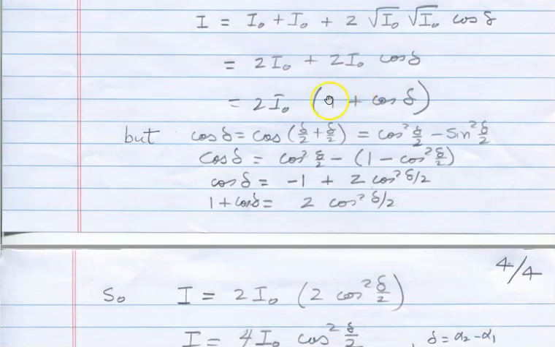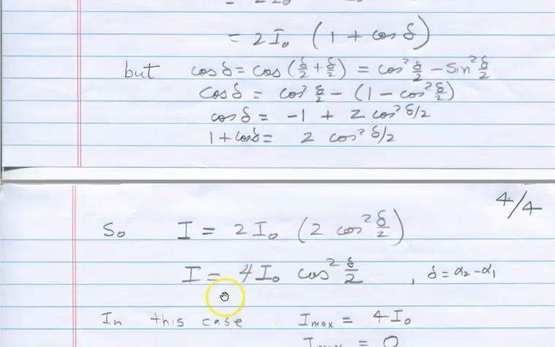So plugging that in for 1 plus cosine delta, one arrives at still a fairly general formula, but for two beams with the same intensity, same magnitude electric field. The intensity is 4 I0, where I0 could be the intensity of either one of the beams, times this cosine squared of delta over 2. And delta is, as usual, our alpha 2 minus alpha 1.